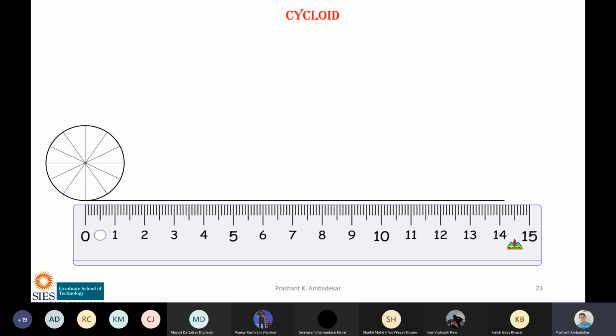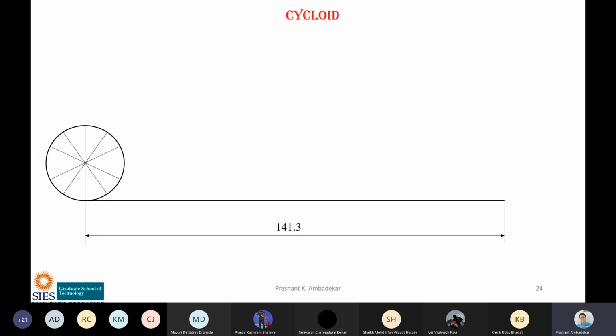Okay, the next thing is to draw a straight line. Why are we drawing a straight line? And why have we drawn the circle? We have drawn the circle because we have to draw a cycloid. And cycloid of what? Cycloid of the circle. And why are we drawing a straight line? We are drawing a straight line because the circle is rolling on the straight line. This is the curve. The circle is rolling on the straight line. That's why we have to draw a straight line.